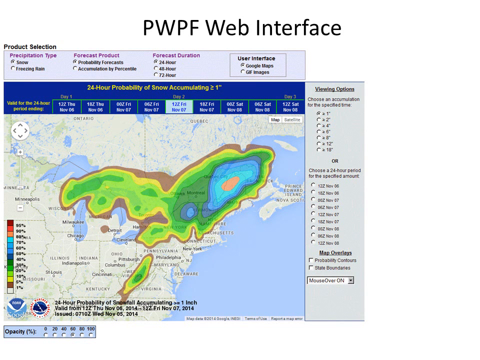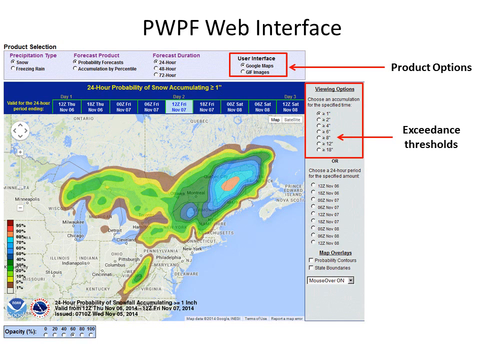When you call up the PWPF, you'll be faced with several user-defined options. From left to right, you can select either snow or freezing rain, view by probability thresholds or accumulation percentile, choose the forecast duration time, plot either a zoomable map or a static GIF image, and finally either choose your exceedance thresholds for all forecast hours, or view all exceedance thresholds for the same valid time.